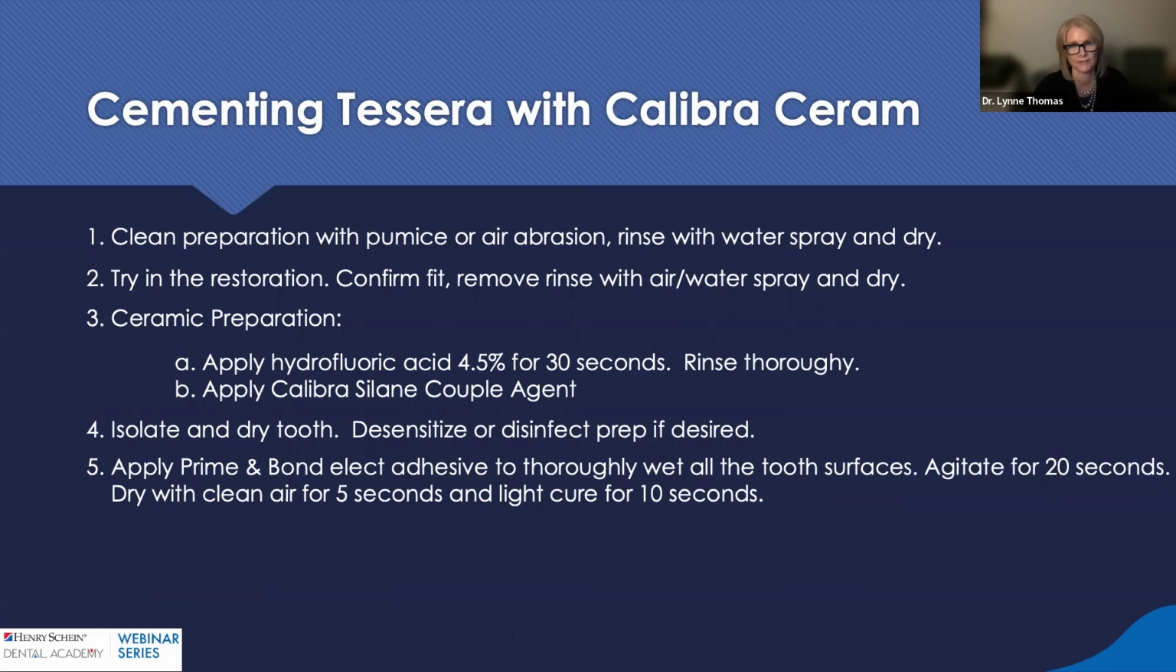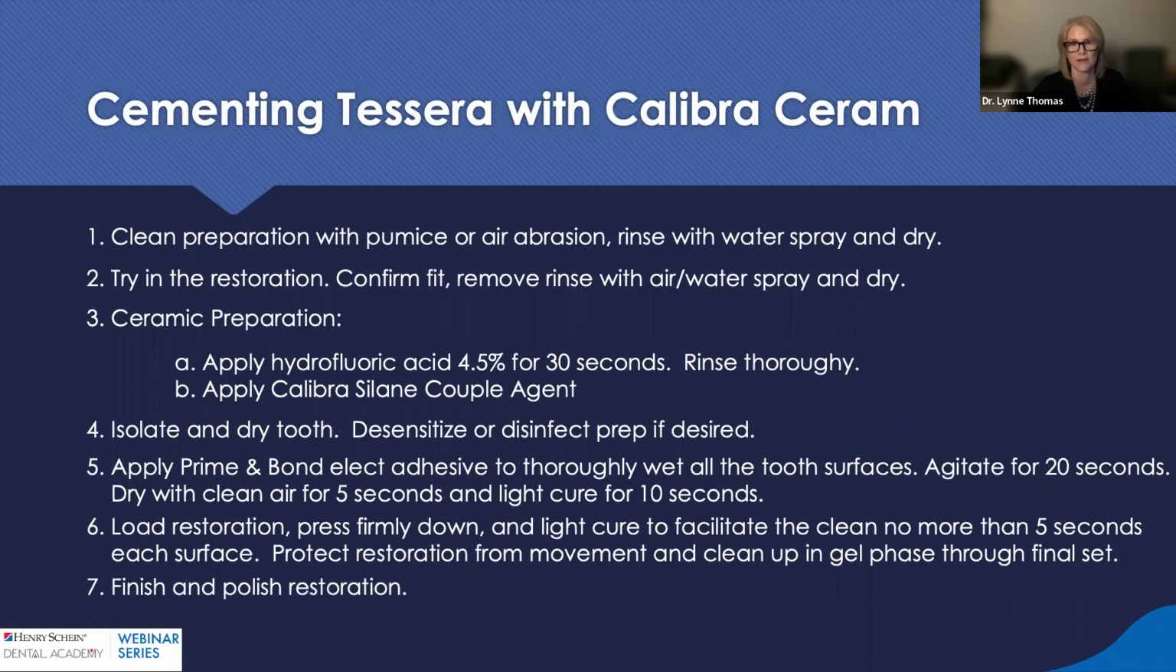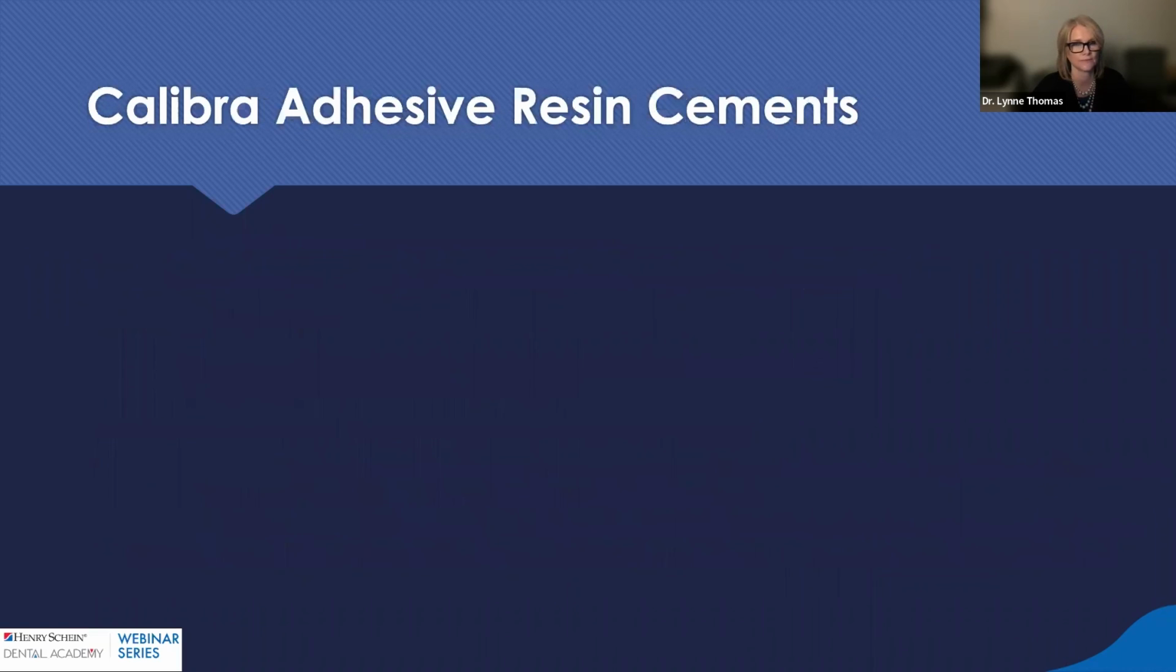Dry it with clean air. I don't think I have contaminated air in my rooms, but you're going to use dry air for about 5 seconds, and then you're going to light cure that for 10 seconds. You're going to load the restoration, press down firmly, make sure it doesn't move, and you're going to light cure for about 5 seconds, and then that will put it in that gel phase. And then you can remove that gel from around the margin and wait until it's finally set. And then you can finish and polish the restoration.